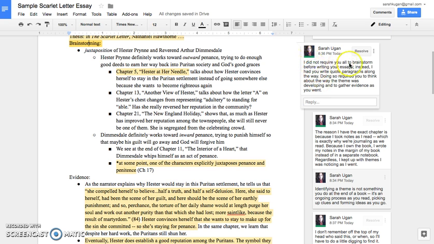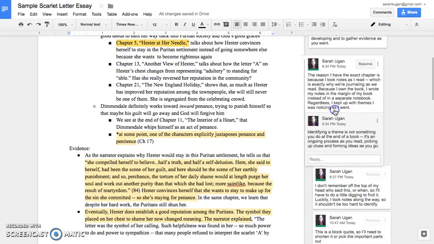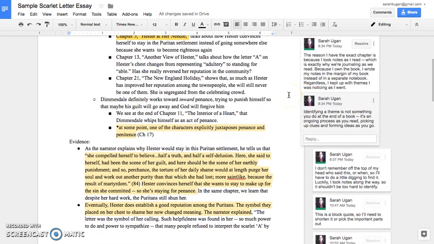I did not require you all to brainstorm before writing your essays. Instead, I had you write quote paragraphs along the way. Doing so required you to think about the way the theme was developing and to gather evidence as you went. The reason I had the exact chapters is because I took notes as I read, which is exactly why we're journaling as we read. Because I own the book, I wrote my notes in the margin of my book instead of in a separate notebook.